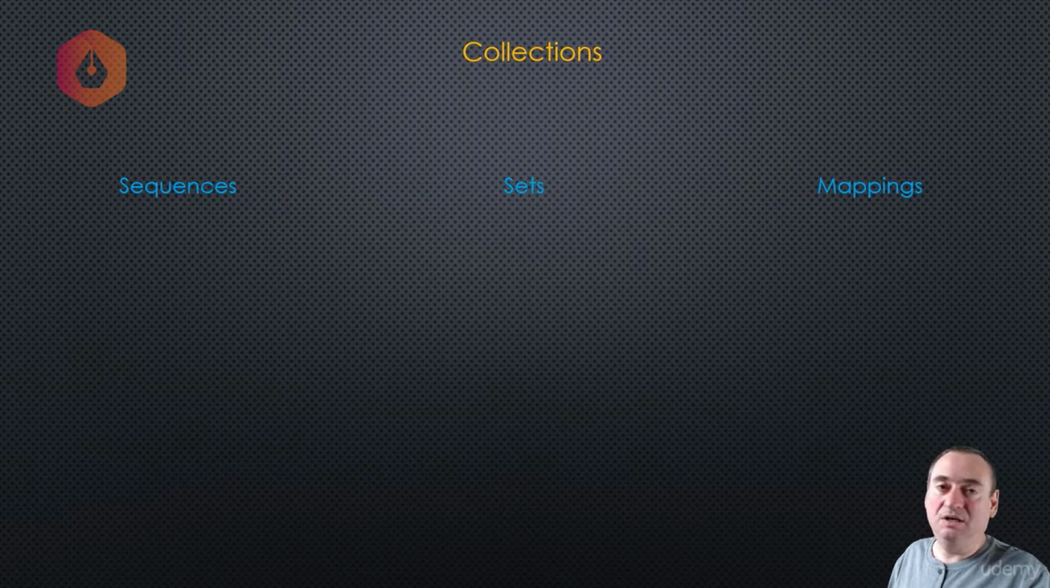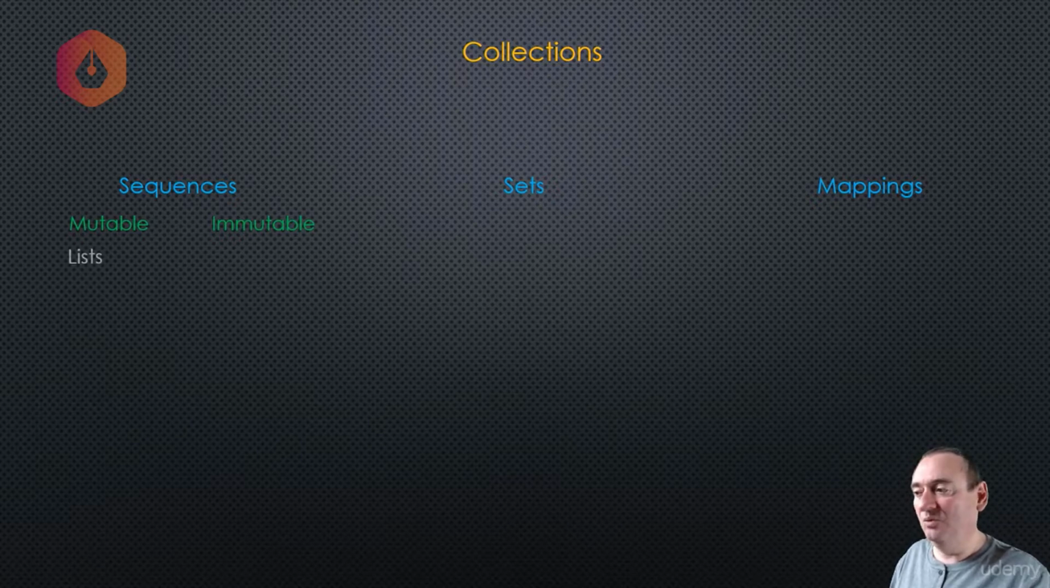The next part is collections. Collections can be broadly divided into three different parts: sequences, sets, and mappings. Under sequences, we can further subdivide into mutable sequences and immutable sequences. The ones that we'll cover in this course are lists, which are mutable sequences, and tuples, which are immutable sequences. They're essentially the immutable variant of lists. But strings is also a sequence type, and it is also an immutable type.